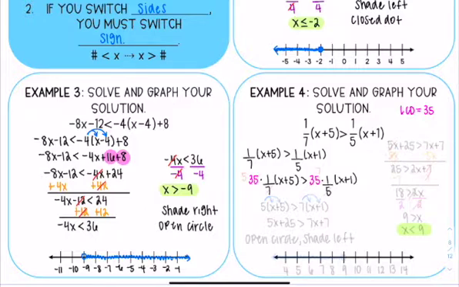And so 7 goes into 35 5 times. And 5 goes into 35 7 times. And so what we end up having left over is 5 times (x plus 5) is greater than 7 times (x plus 1). And so now that we've got rid of these, we can just distribute, so we can get rid of the parentheses. We've got 5x plus 25 is greater than 7x plus 7.